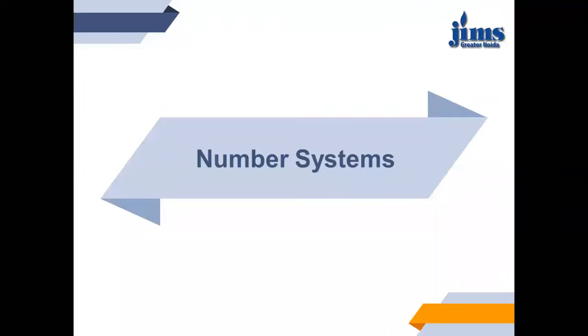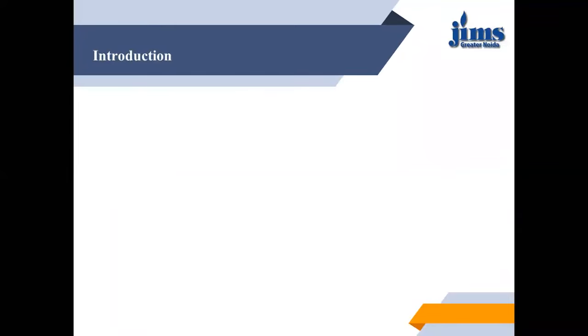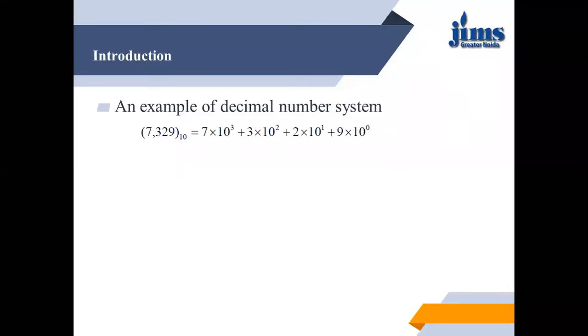Now let's start with the number system. What the number system is. From the start of your school age, you are well aware of the decimal number system. We have 10 numbers, 0 to 9. Suppose, let us take an example of the decimal number system. We have a number 7329.